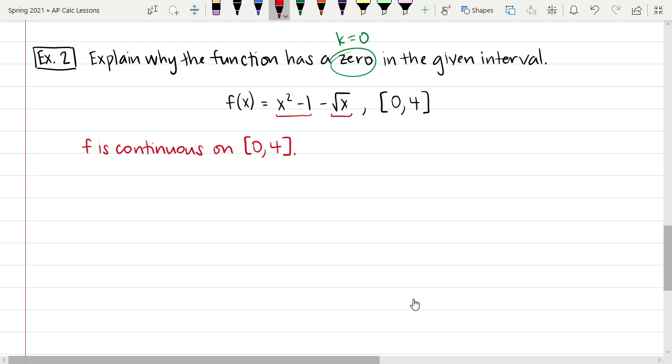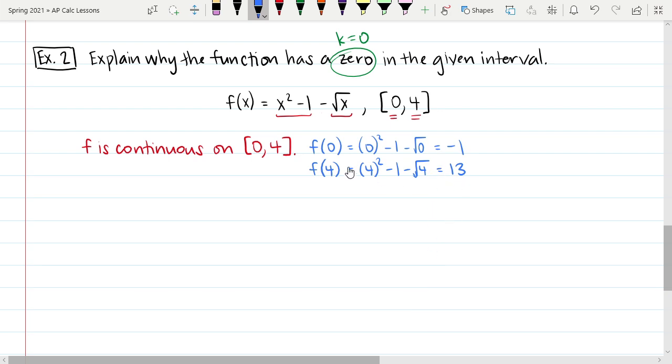Now, remember the second condition, we have to show that the number 0 is between f of 0 and f of 4. So in order to do that, we're going to actually find those values. So f of 0, well, that's going to be 0 squared minus 1 minus the square root of 0, which is -1. And then f of 4 is going to be 4 squared minus 1 minus the square root of 4. That's going to be 16 minus 1, which is 15, minus 2, which is 13.